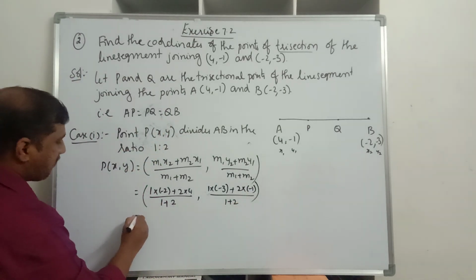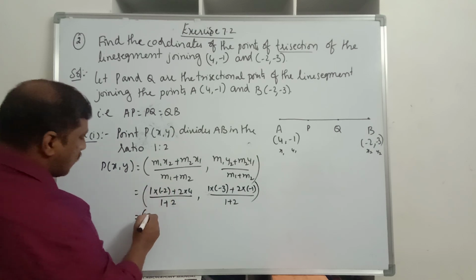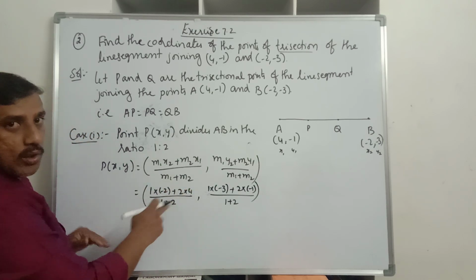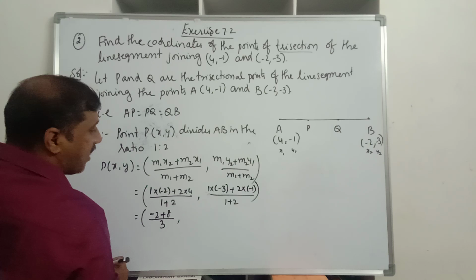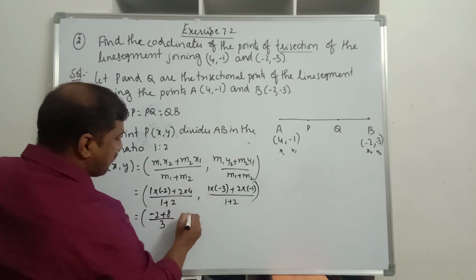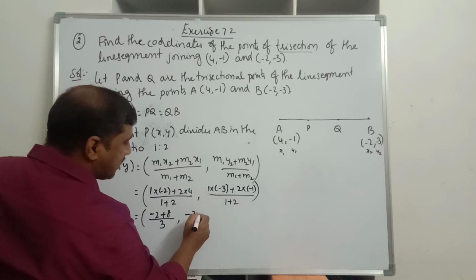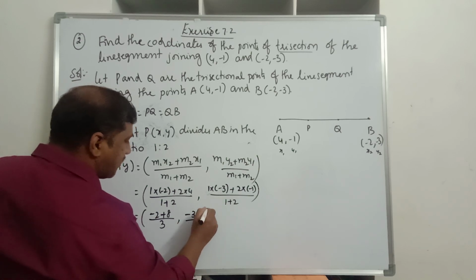Now simplify this. What we get is plus into minus minus, 1 into 2 it is minus 2, plus into plus is plus, 2 into 4 it is 8, minus 2 plus 8 divided by 1 plus 2 it is 3, comma, plus into minus minus, 1 into 3 it is 3, plus into minus minus, 1 into 2 it is 2, that is minus 2 divided by 1 plus 2 it is 3.